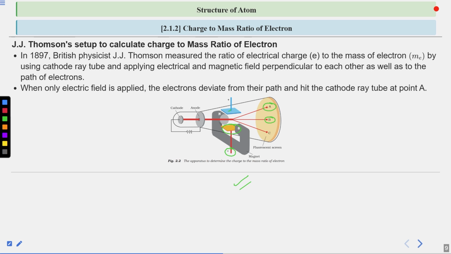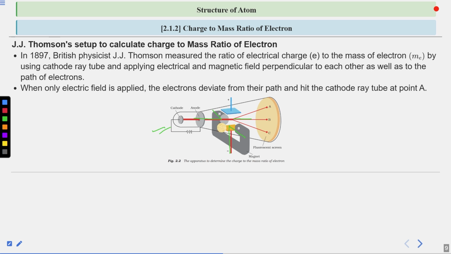Just first try to imagine this setup. Okay. So we have taken the same setup, but we have applied two fields, magnetic field and electric field. First, I am talking about electric field. Is the concept behind the deviation clear? So in the normal case, what would happen? So J.J. Thomson applied perpendicular electric and magnetic fields. So this is the electric field, this is the magnetic field, and this is your direction of the flow of this electron. Okay, and all these are mutually perpendicular.